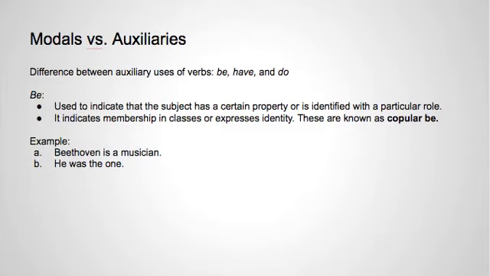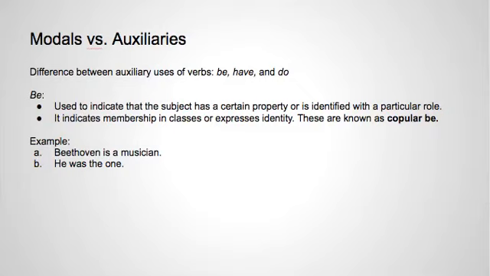Today we'll be talking about modals versus auxiliaries. First, let's take a look at the difference between auxiliary uses of verbs such as be, have, and do. Be is used to indicate that the subject has a certain property or is identified as a particular role. It indicates membership in classes or expresses identity. These are known as copular be.